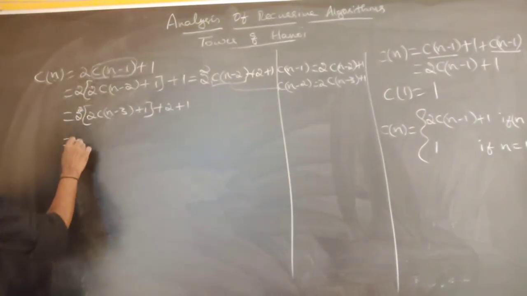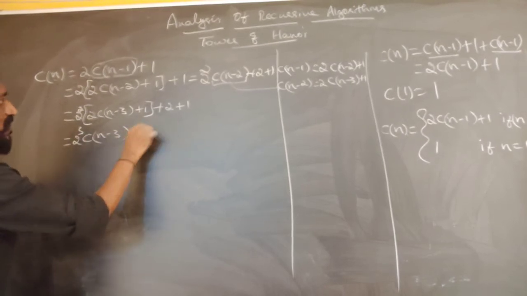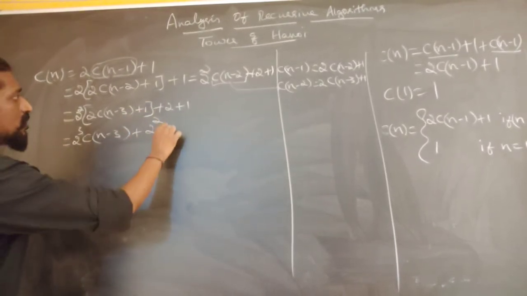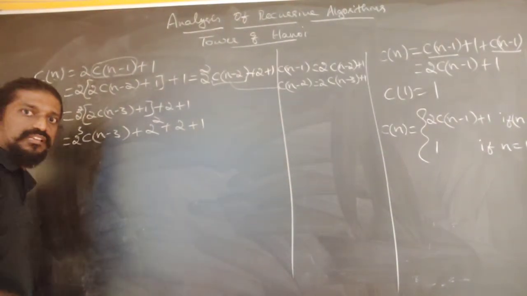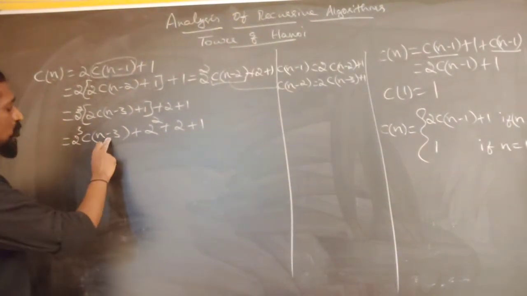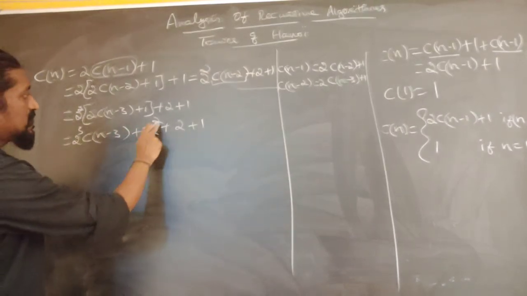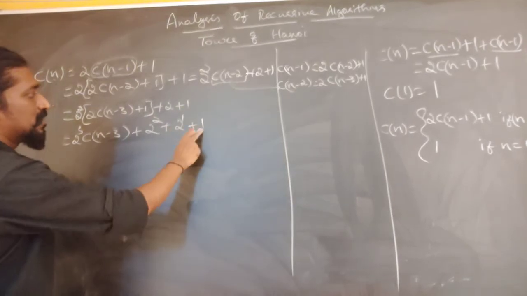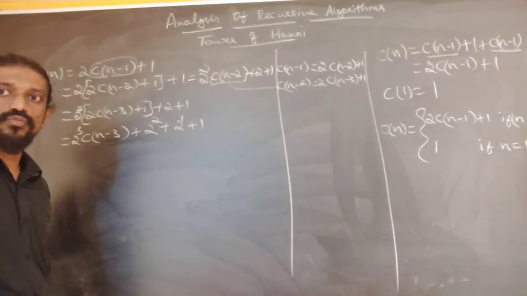Now once again, when you multiply, 2 cube C of n minus 3 plus 2 squared into 1 is 2 squared plus 2 plus 1. So now we can see there is some pattern here. When you have n minus 3, here you have 2 raised to the power of 3 and one lesser power than this 3, that is 2 squared, 2 to the power of 1. This 1 can be written as 2 to the power of 0. So in that particular fashion, the expression continues.